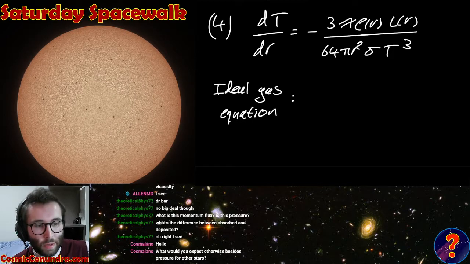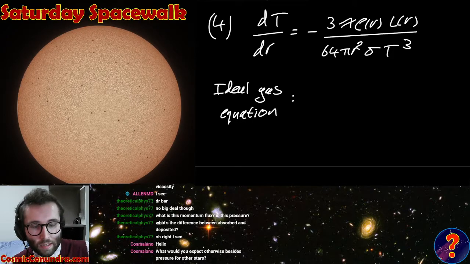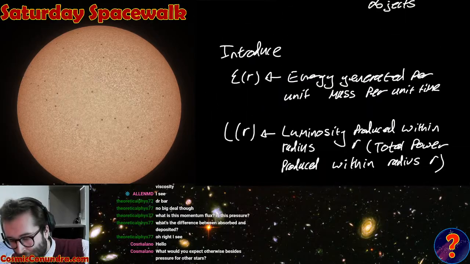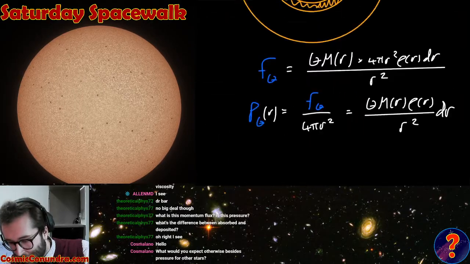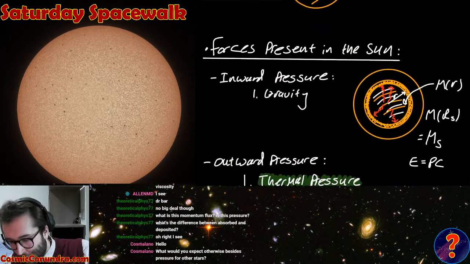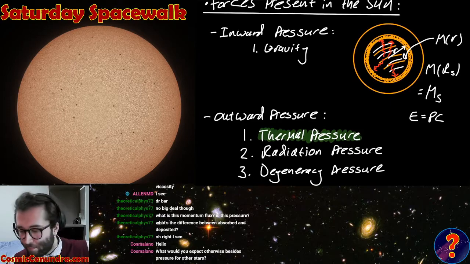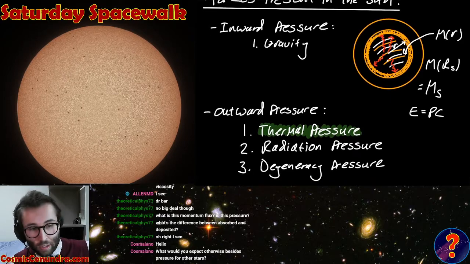What would you expect otherwise besides pressure for other stars? Well, we spoke a little earlier about the different possible kinds of pressure. So there's only really one kind of inward pressure, just to recap here, which is this gravitational pressure coming inwards.